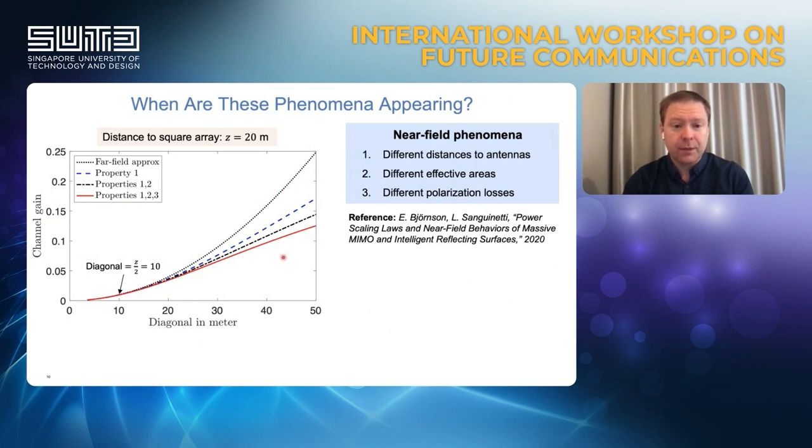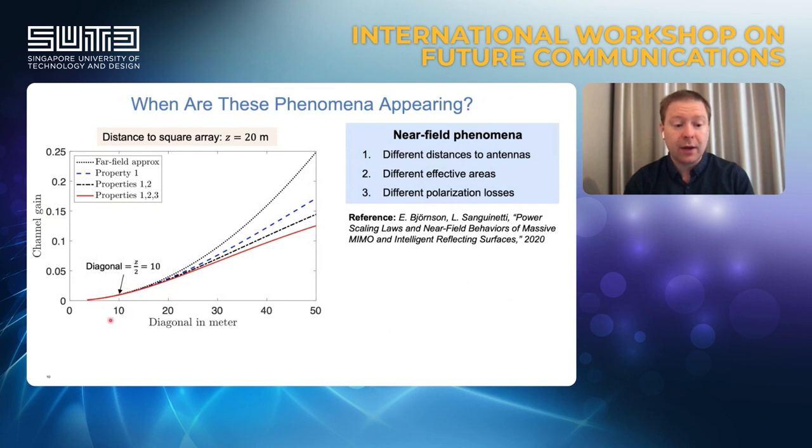So I start here at this small array, and then it becomes larger and larger. And there are four different formulas, or four different curves. The upper curve is what happens if I use the far field approximation formula, the beta that I started to talk about. Then if I consider that I have different distances to antennas, when you have a large array, we get a smaller number. And if I take the first two properties into account, I get an even smaller number. And if I take all of them into account, I get the red curve, which is the accurate one. And you can see that if you have really large arrays, you need to take all of these properties into account. Otherwise, you are overestimating how good the array is going to be in terms of capturing energy. But at short distances, it doesn't really matter.